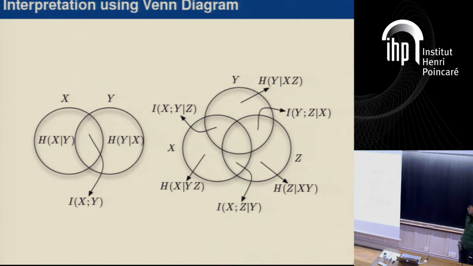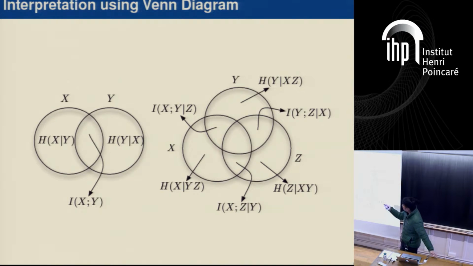So probably you have seen this Venn diagram before, but I find this is very useful to understand the basic concept. Although it's very hard to draw the diagram when you have 4 or more random variables. So what this diagram is showing here.